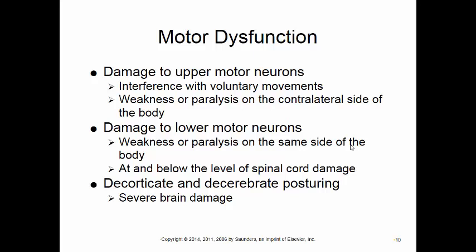When it's in the spinal cord, it's going to be due to the lower motor neurons, and it's where the damage is in the spinal cord on the left side, and it's going to be damaged at the left leg. Typically, we see the weakness or the effects at or below the level of the spinal cord damage. So it's going to be below the spinal cord damage is where the effects are going to take place. With motor dysfunction, there sometimes can be different posturing, decorticate and decerebrate posturing, and these indicate different brain disorders and different damaged areas.